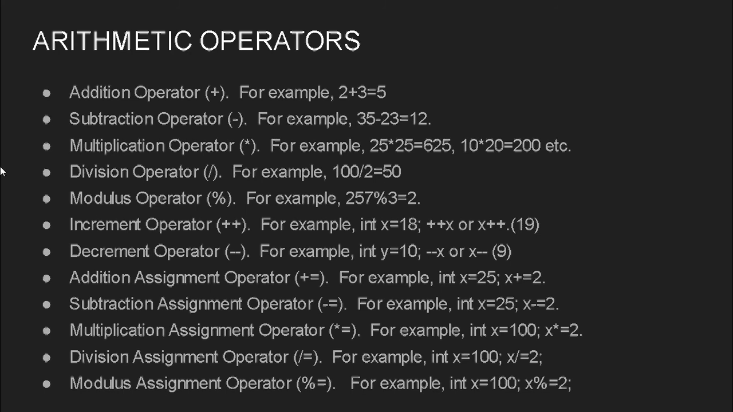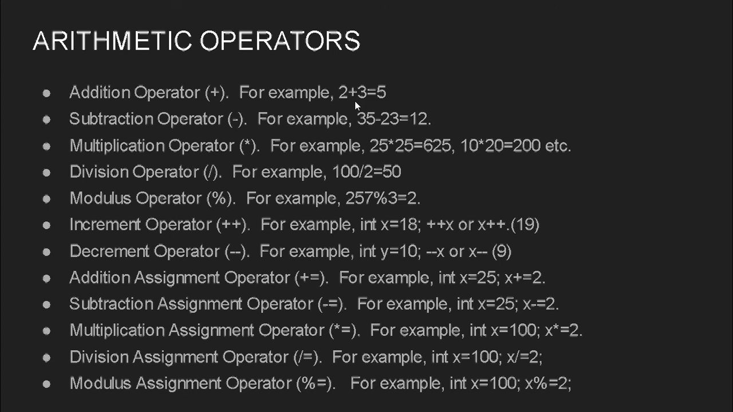Now let us talk about arithmetic operators. These are the arithmetic operators. The list contains around 12 operators. Let us look into each of them one by one. First of all, I am going to talk about the addition operator. As the name itself suggests, the addition operator simply performs basic addition. For example, if I want to add two numbers, the addition operator does that. The syntax remains the same as in mathematics.